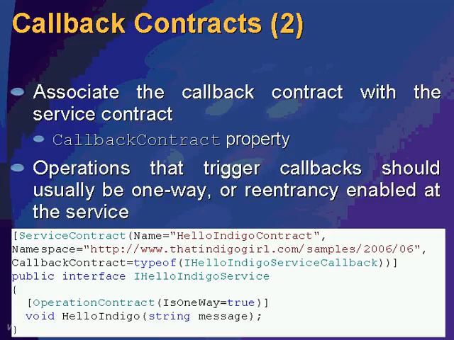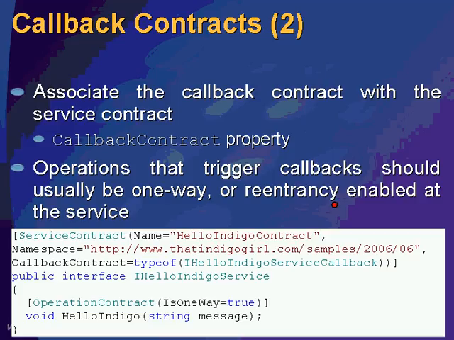So we associate the callback contract with the service contract, and then any operations that will potentially want to communicate with the client to let them know, yes, we finished with the operation, it's probably a good idea to make those one way as well. So in other words, if HelloIndigo is going to process some lengthy amount of work and then notify the client, why should the client wait for a response? There is no response. It's a void. So what we'll do is make it one way so that the client can be released of that communication and then just wait for a callback.